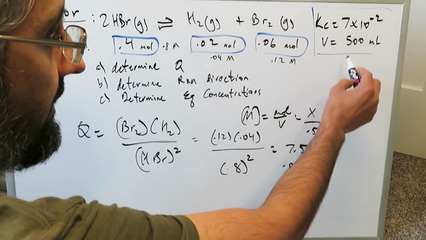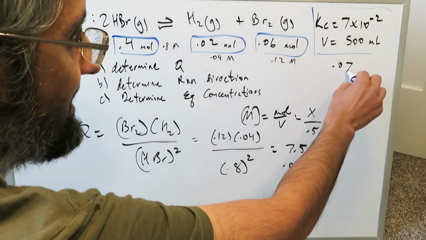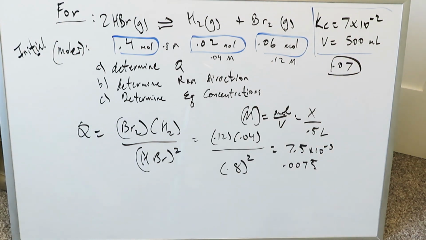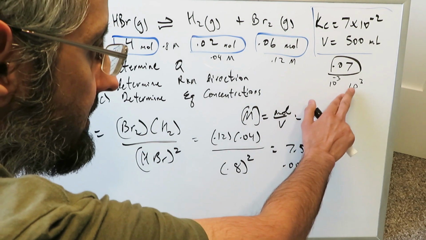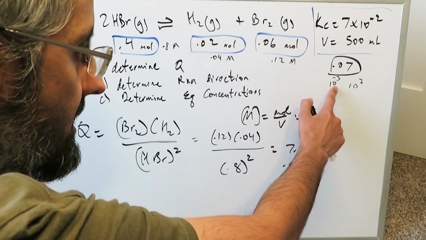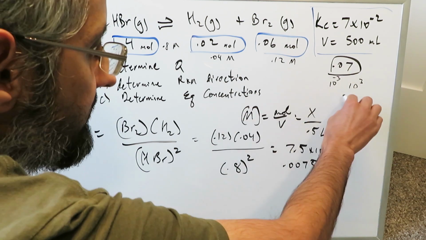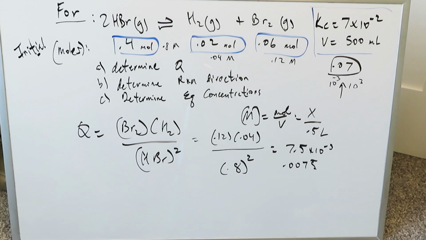I have a Kc value over here which is 0.07, and it's not a very small number, but it's not a very large number. Remember, I've told you in a previous video, your cutoff points are 10 to the 3 or 10 to the minus 3. Anything in between is kind of your gray area. This value 0.07 is falling right over here. Anyhow, keep that in mind.